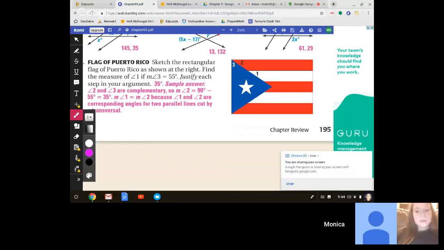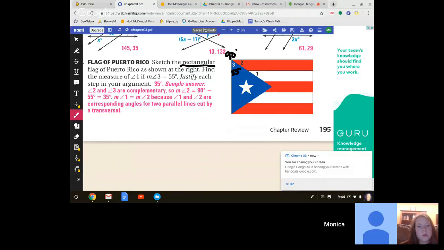So if we look at this picture of the flag here, it tells us that angle 3 is 55 degrees, right? Then it tells us over here that this is a rectangle. And we know that rectangles have all 90-degree angles, right? So we know then that 2 and 3 are complementary. So that means they equal 90 degrees. Okay, so then to find out angle 2, we would say 90 minus 55.